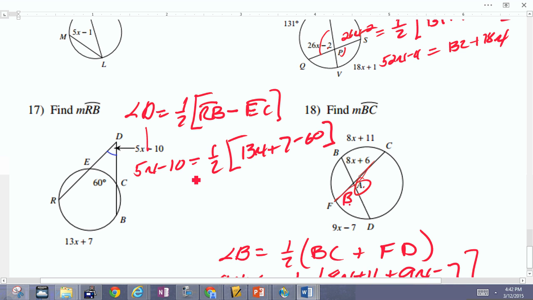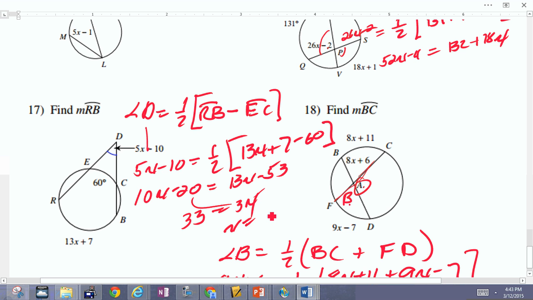Okay, so there we go. Let's not mess with any fractions. Double both sides. 10x minus 20 equals 13x plus 7 minus 60 is minus 53. Okay, so there you go. Solve that equation. I'm going to shoot 53 over here and add it. That gives me 33. I'm going to subtract 10 over here. That gives me 3x. So I guess x is equal to 11. Okay, so there you have it.